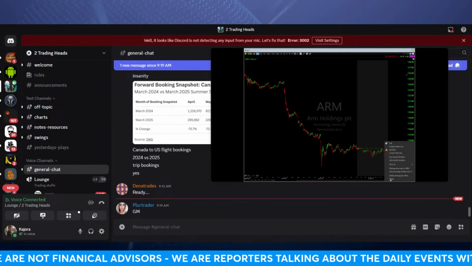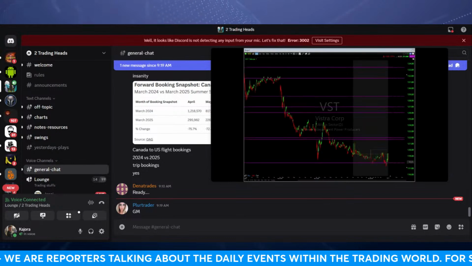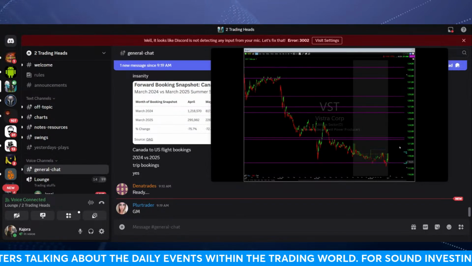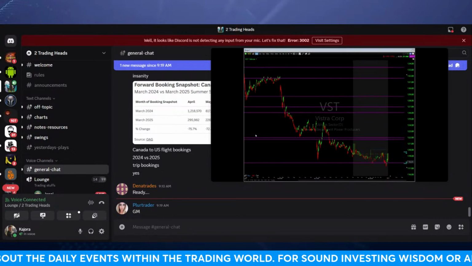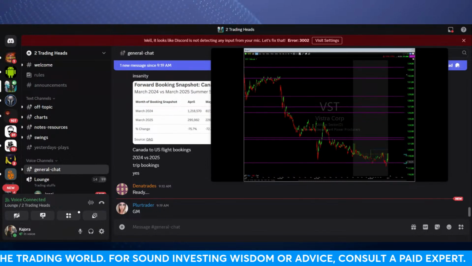On ARM. We talked about VST, right, Dino? Yep. That one's good. Right now we are still sitting there on this line, with a little support. But no volume in it right now. The spreads are wide.